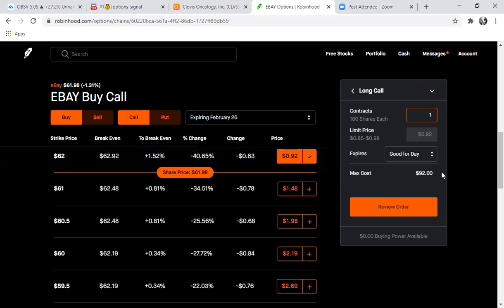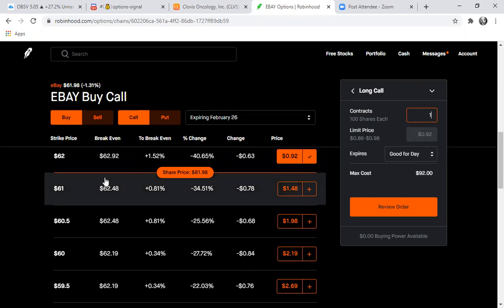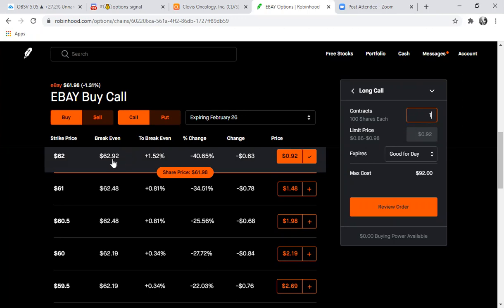So you're investing $92 and you're saying that eBay will be above $62. Your break even is $62.92. This is probably different because we took this a lot earlier, but your break even, if you were to take it now, would be $62.92. Don't take it now. This is just an example. All right. And that's it.